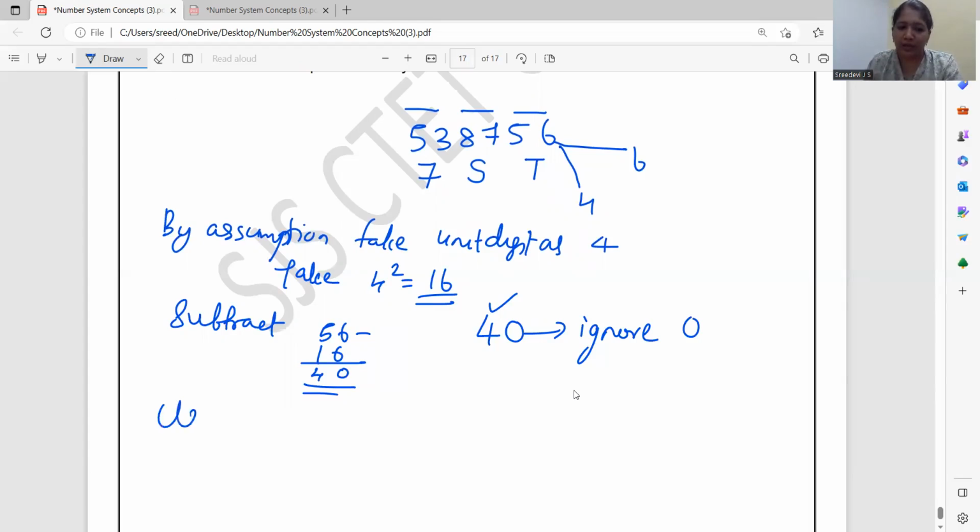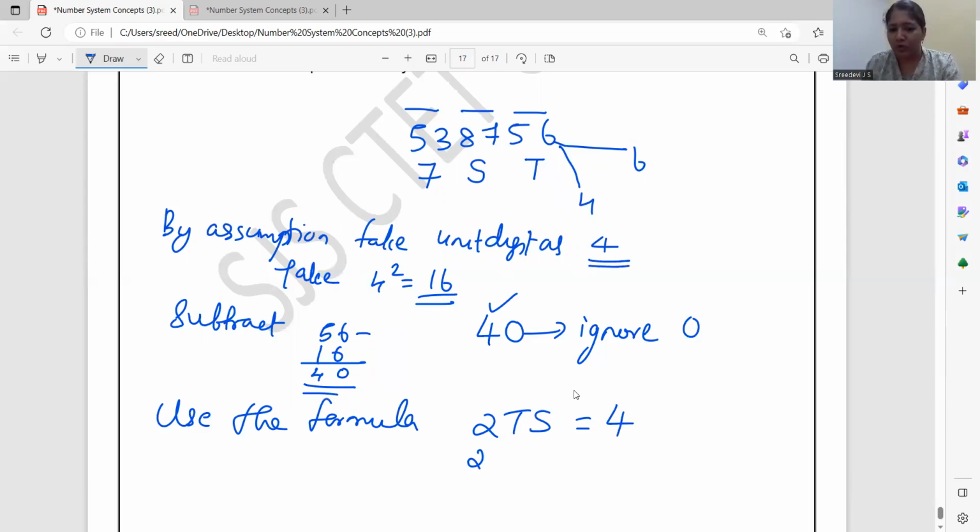So use the formula: 2 into T into S is equal to the number which you got here, that is 4. So 2 T S is equal to 4. What is T here? T means the number which we have assumed, that is 4. So 2 into 4 into S, we need to find, is equal to 4.